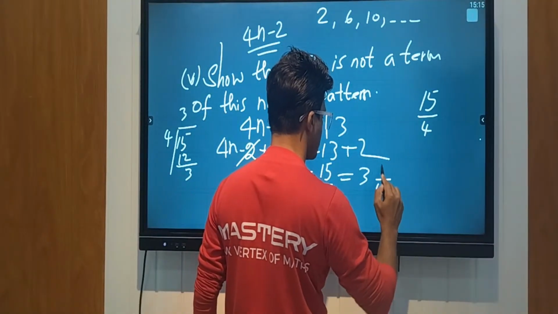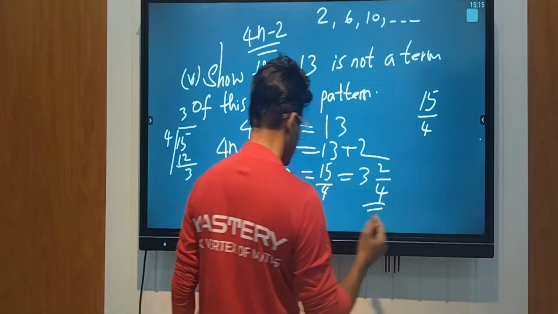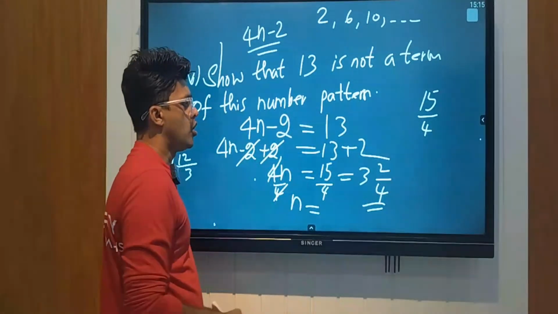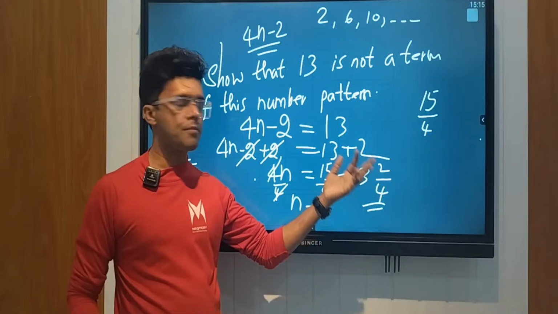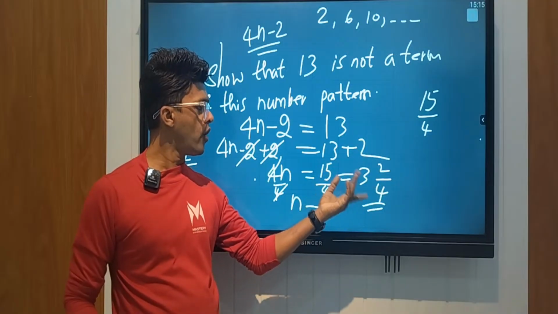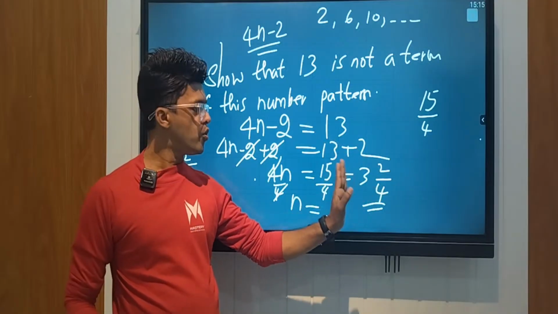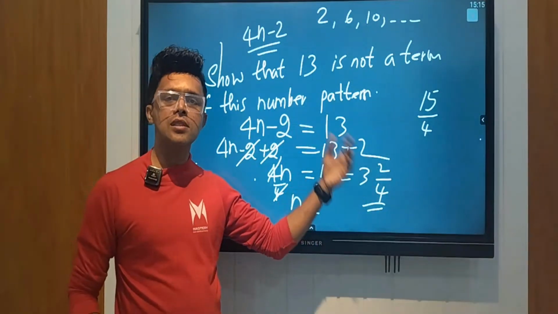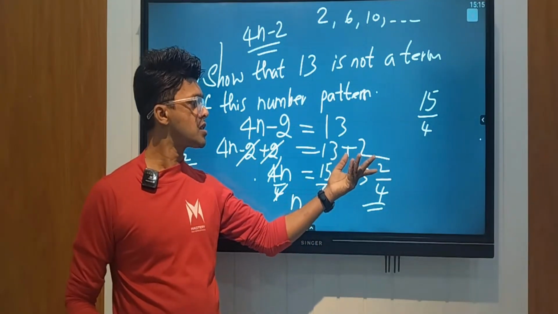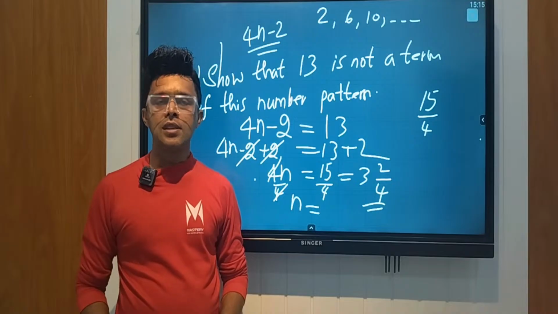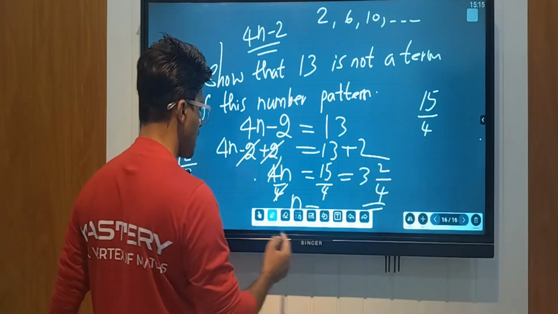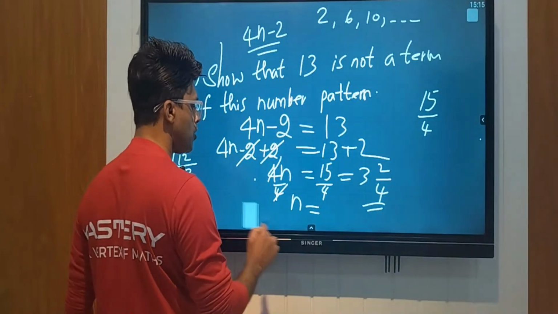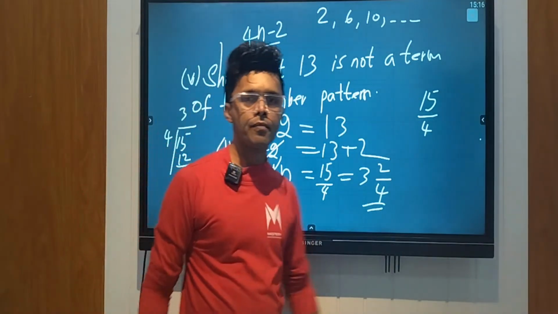4 times 3 is 12, plus 3 is 15. This needs to be shown: you have not taken a proper value for n. Therefore, you could say that 13 is not a term of this number pattern. This is the answer for this question. You have to say that 13 is not a term of this number pattern.